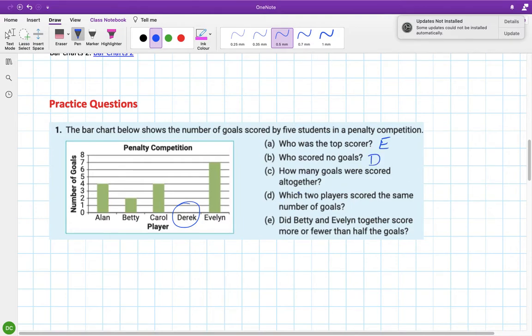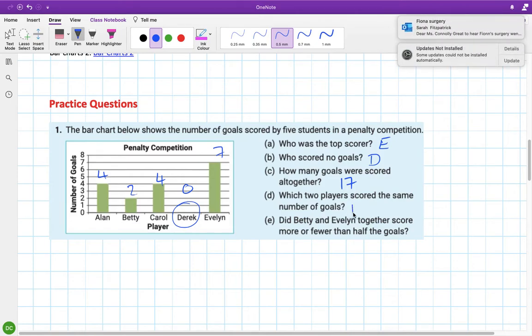How many goals were scored all together? Okay, so Alan scored 4, Betty 2, Carol 4 again, Derek was none, and Evelyn is 7. Okay, 17 is it? Yep, 17 altogether. Which 2 players scored the same number of goals? You can see it there, it's Alan and Carol.